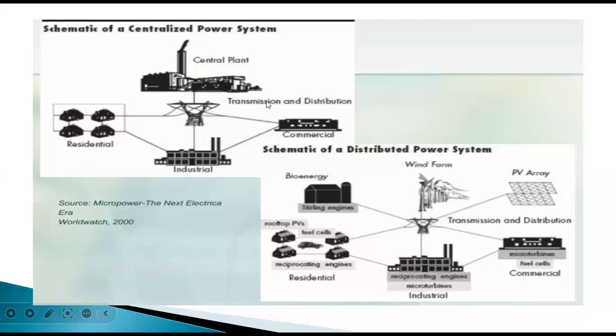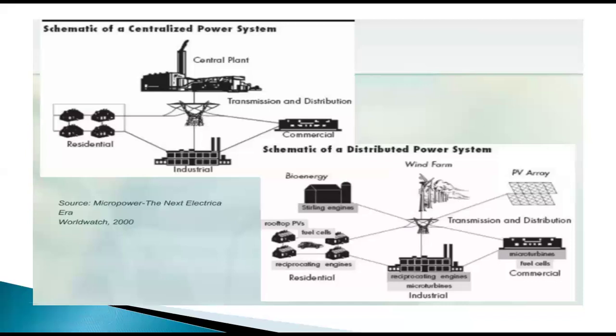But when coming to the distributed power systems, it is very different. Here we can generate the energy by using bioenergy, wind farm, PV array. Like this, in different ways we can generate the electricity, and all are interconnected to one grid, that is called transmission and distribution. We can generate the power in different ways: bioenergy, wind farm, and PV arrays. From these sources, we can generate the energy, and that power is connected to a grid, and then transmitted and distributed to the residential, industrial, and commercial areas. This is the difference between centralized power systems and distributed power systems.